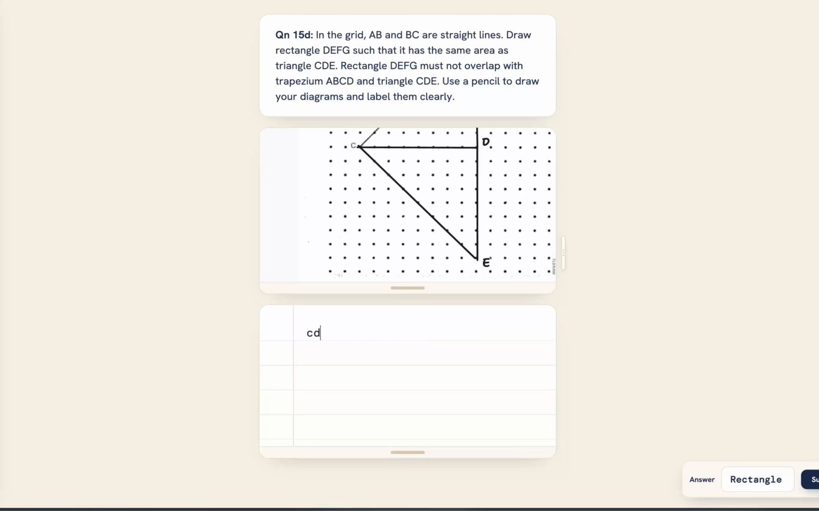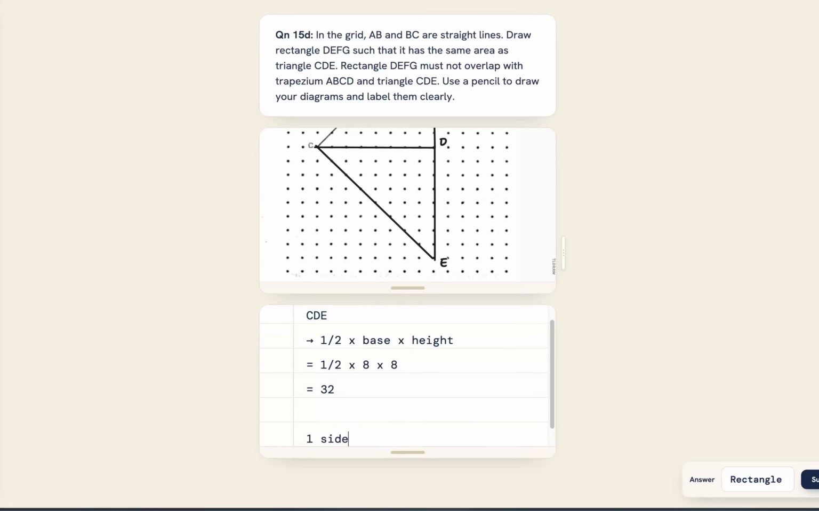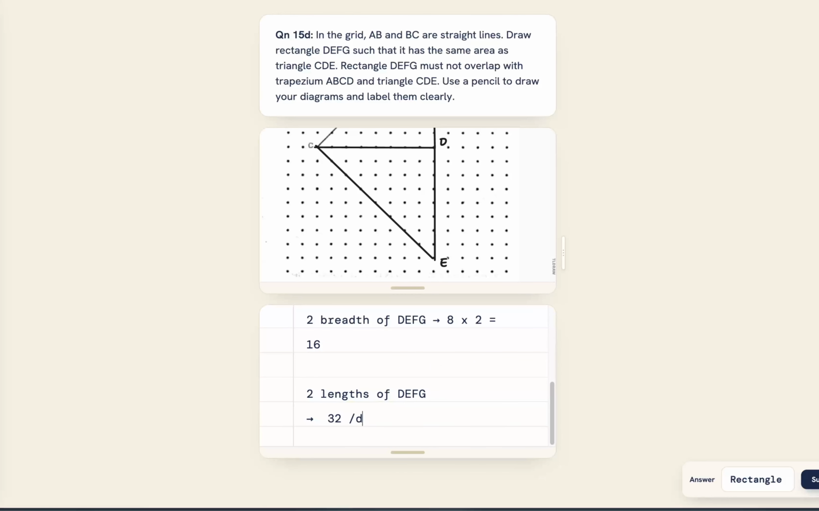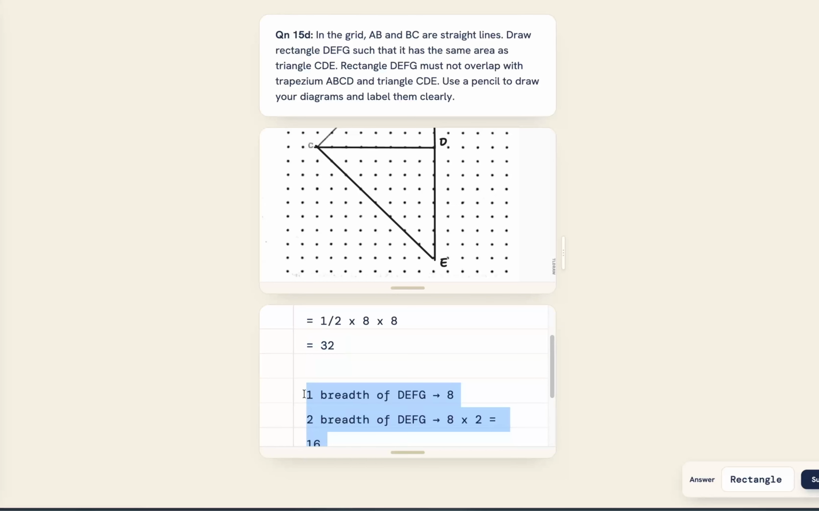We know that the area of CDE is half times base times height, which is half times 8 times 8. This is 32. So to get 32, since one breadth of DEFG is 8, then 2 breadths of DEFG is 8 times 2, which is 16. Oh, sorry, this shouldn't be that way because this is the area.